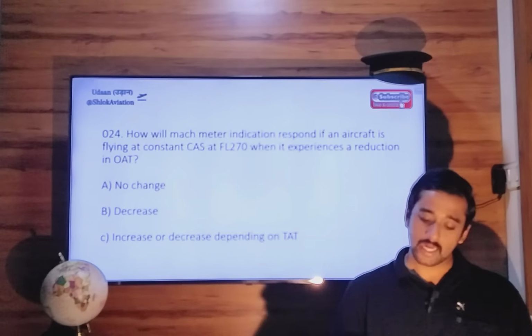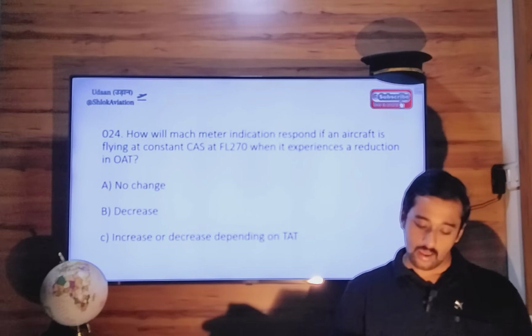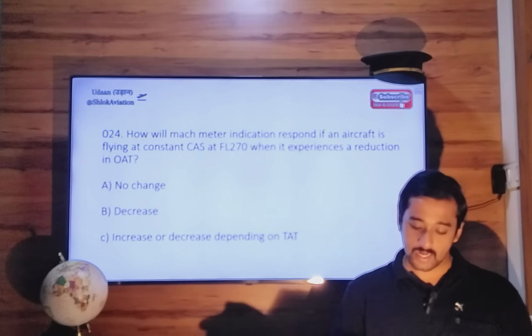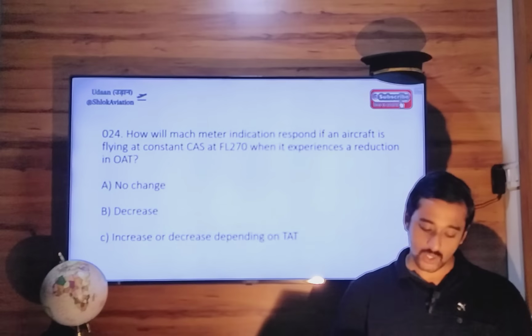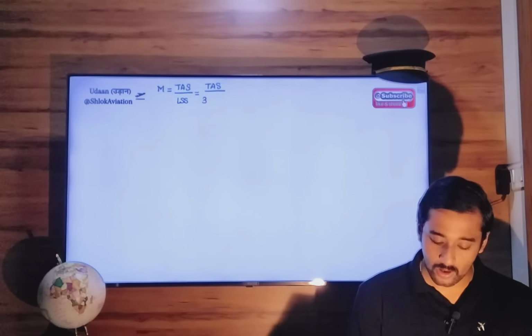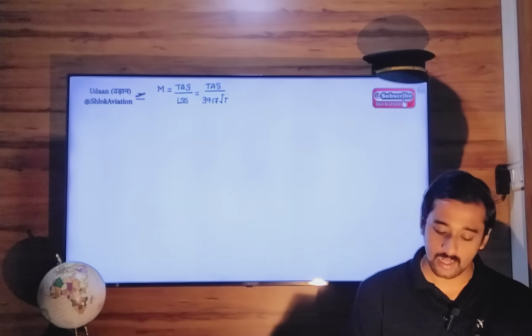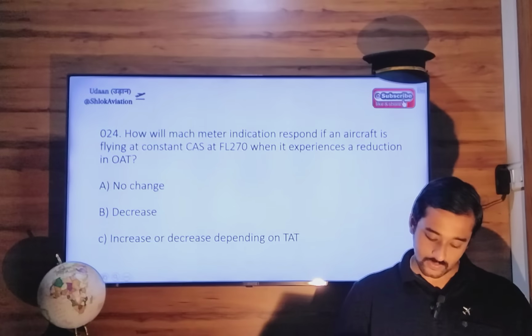Next, how will the Mach meter indication respond if an aircraft is flying at a constant calibrated airspeed at 27,000 feet when it experiences a reduction in outside air temperature? So this question has something to do with the concept of local speed of sound being proportional to temperature. Now Mach number is true airspeed divided by local speed of sound, which is true airspeed divided by 39.17 square root of temperature in Kelvin. Okay. Next. So you are flying at a constant calibrated airspeed.